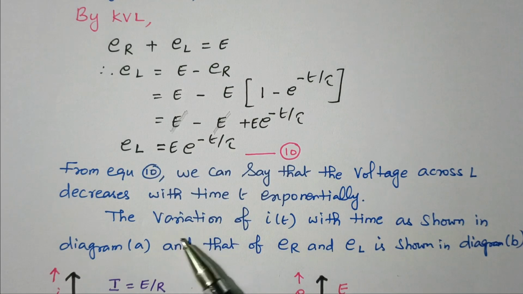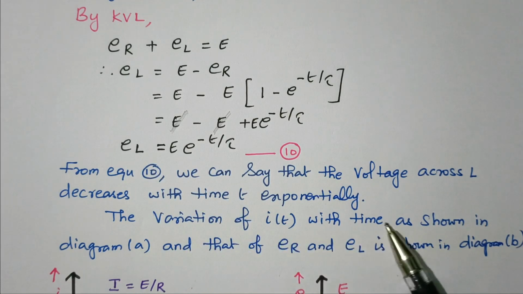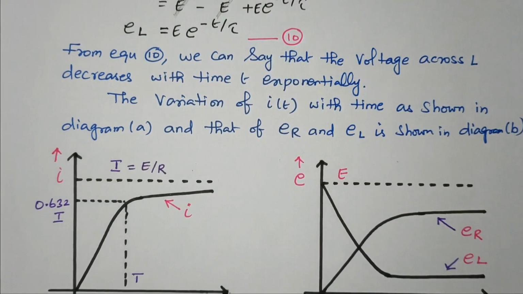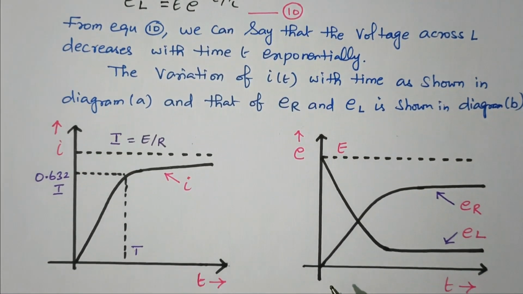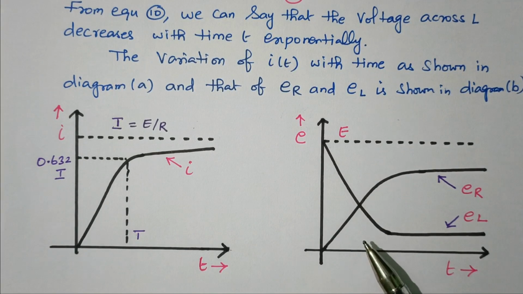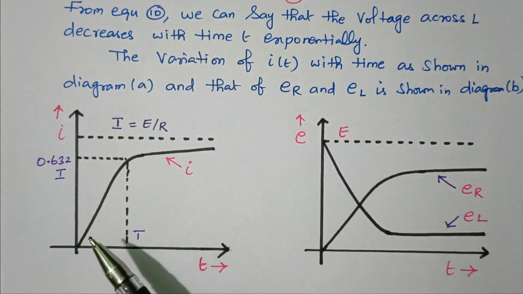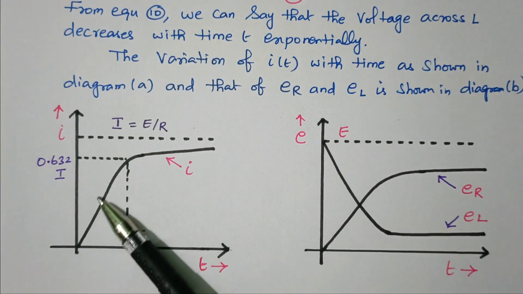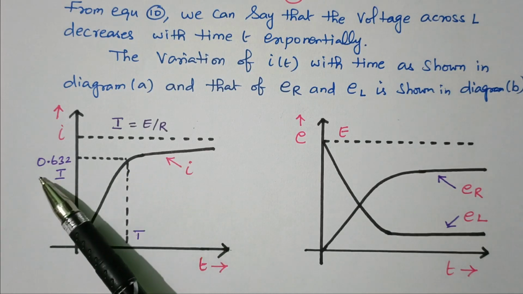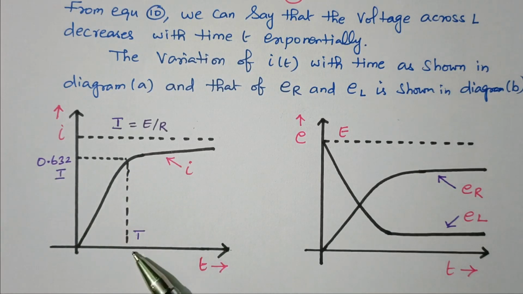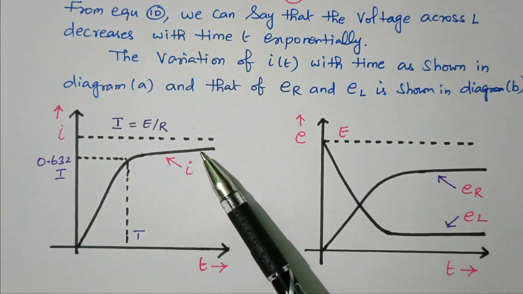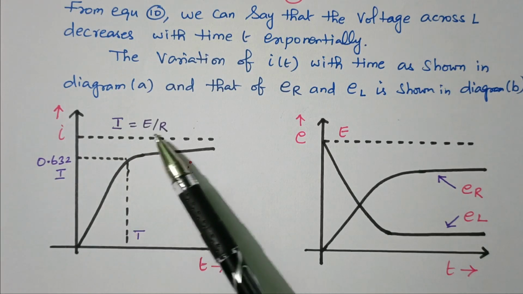Right. So this variation of i of t is shown in the diagram. Similarly, ER and EL also shown in the next diagram. Diagram A shows the variation of the current i of t. Diagram B shows the variation of ER and EL. Right. So we already discussed that it is increasing. When the time increases, current is increasing. So this is about 0.632 times of I at the time t. Thereafter it increases. This is the total current, I equal to E by R, steady current.